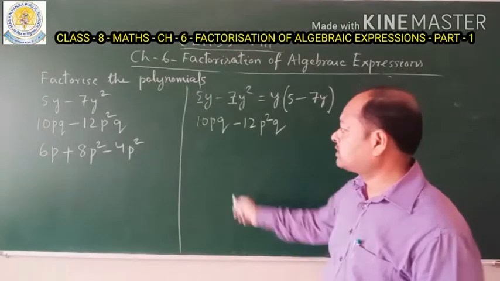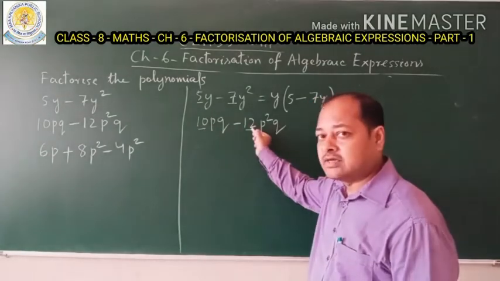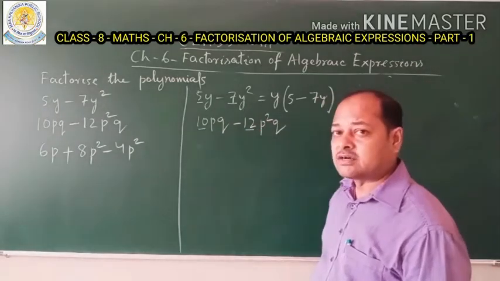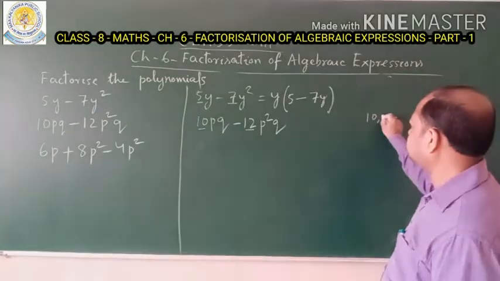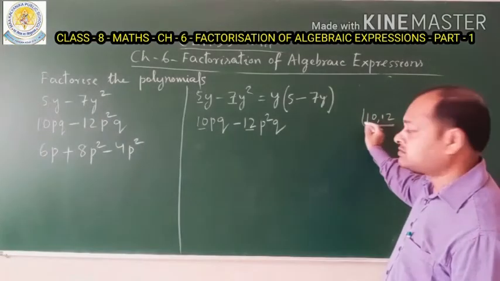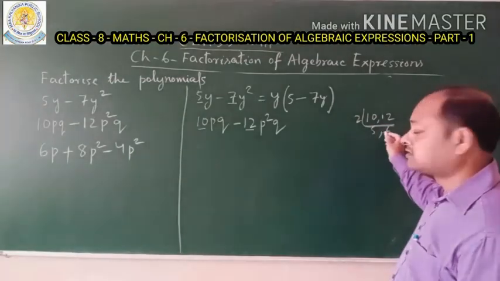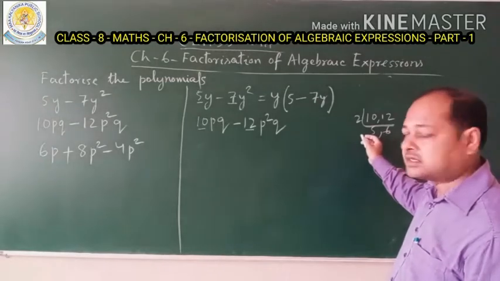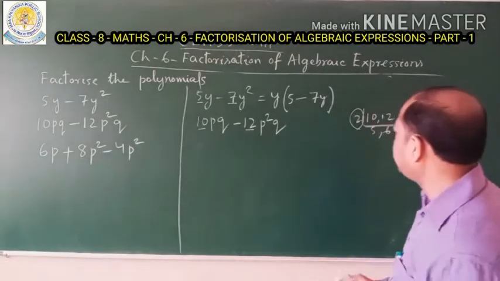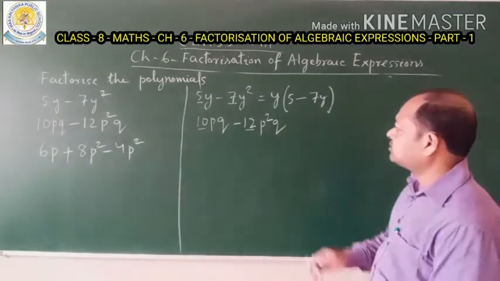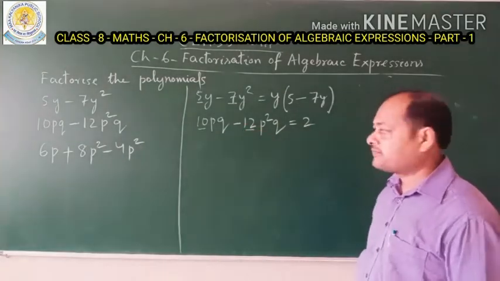So the first step is to look at the coefficients. What are the coefficients here? 10 and 12. So in 10 and 12, what is common? We have to find the HCF. What is the HCF of 10 and 12? Both numbers are divisible by 2. 2 5s are 10, 2 6s are 12. Further, it cannot be divided by any same number. So we are getting 2 as the HCF. So 2 is the common coefficient of 10 and 12.